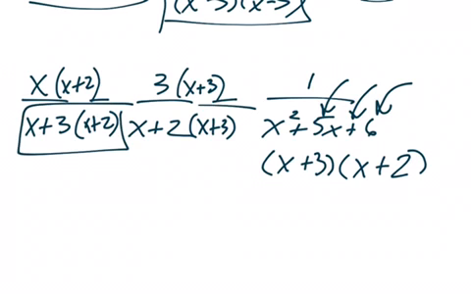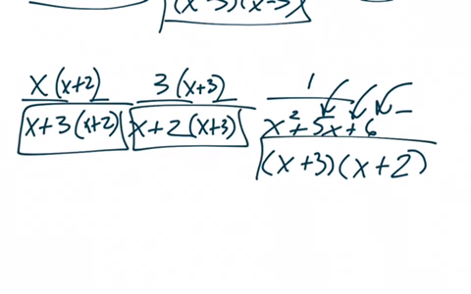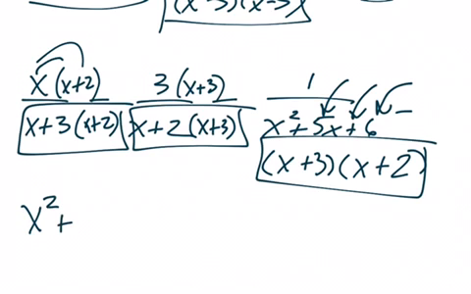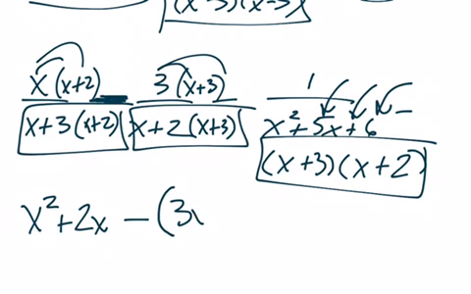So that the denominators will be exactly the same. All right? And so now I'm just going to write out the numerators here. x squared plus 2x. Now be careful. There's a subtraction sign here, and I've got more than one number. I'm going to have to put that in parentheses. 3x plus 9, and then minus 1.